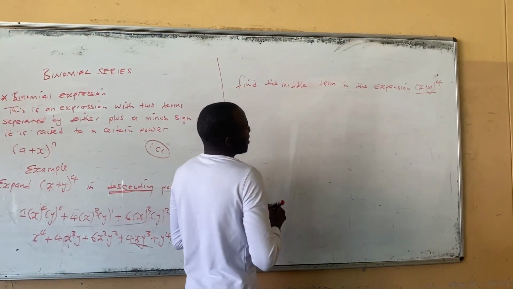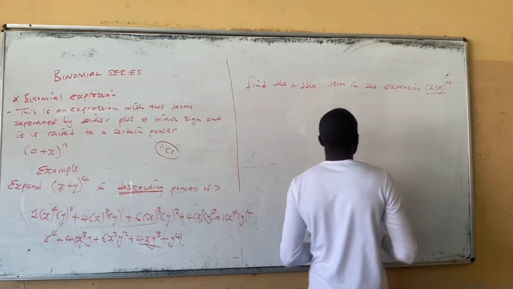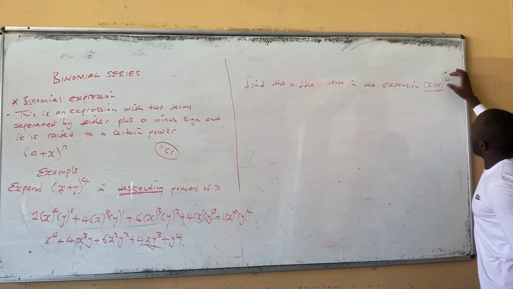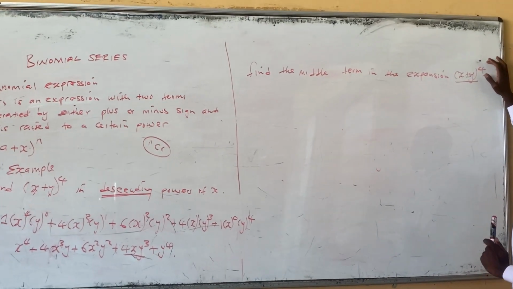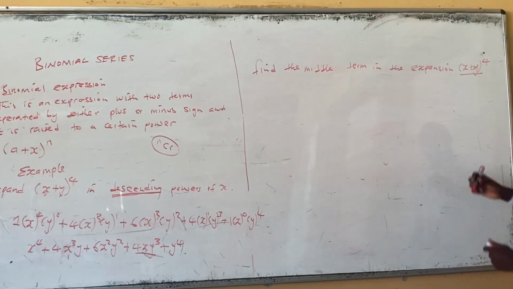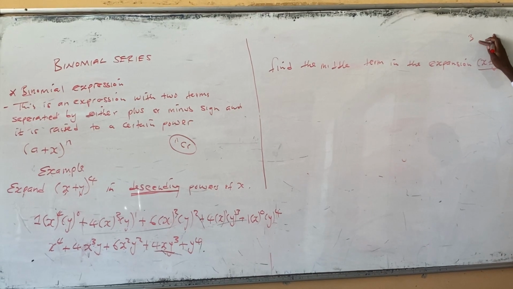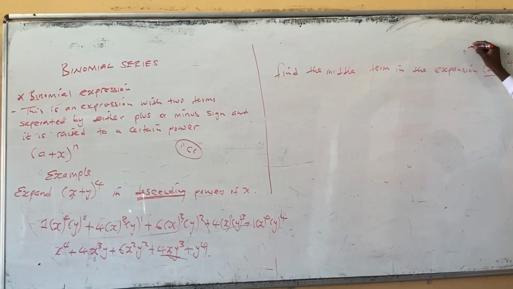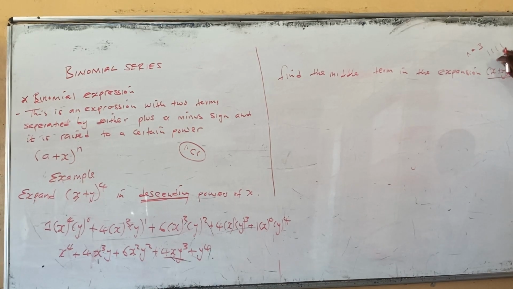Find the middle term in the expansion of that one. Now, they won't ask you to find the middle term when the power is even. Only when the power is even, that's when they won't ask you to find the middle term. Because, let's say when the power is 3, when you expand this one, we'll get 4 terms. So 1, 2, 3, 4, you can't have a middle term there.